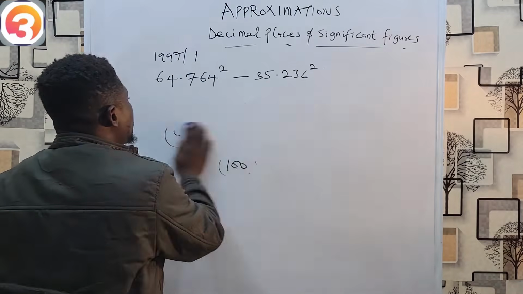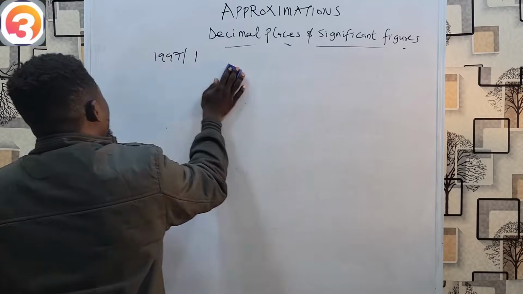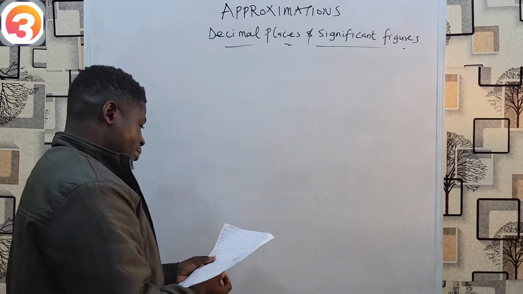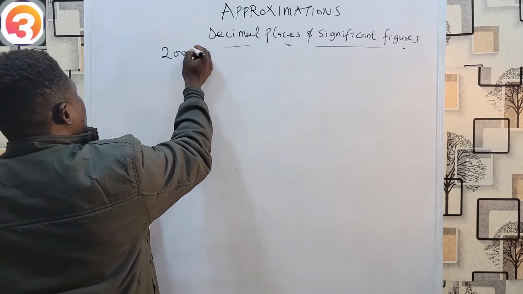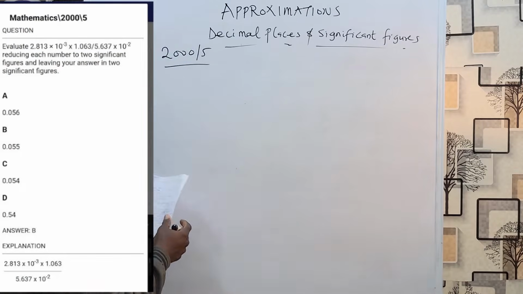It's very simple. Please know your difference of 2 squares and your difference of 3 cubes. It's very important. This is a 2000 question. 2000, question 5. It is showing on your screen.